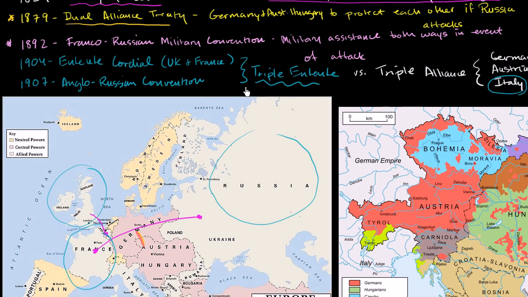But this will give you a good background for why what would seem like a regional skirmish in Southeast Europe turns into a pan-Europe and eventually pan-global war.